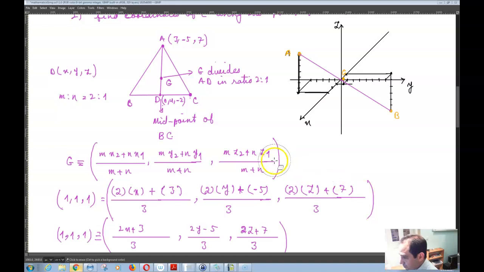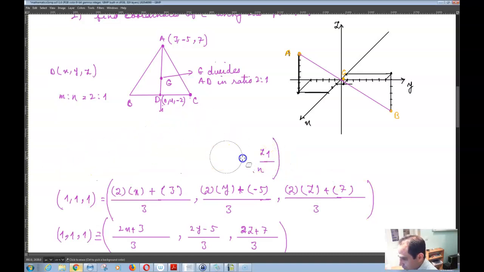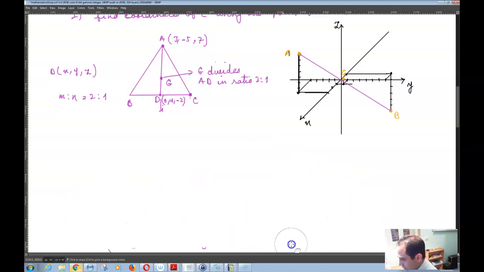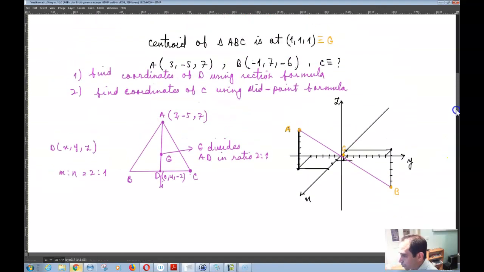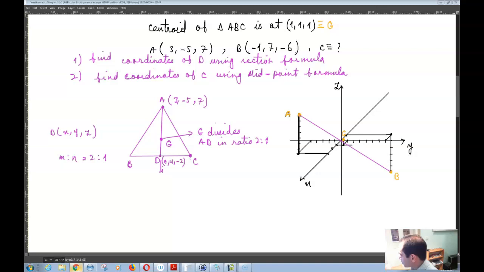Now what I can do over here is step number 2. It seems to me that the solution that we had in the book was much simpler, very much simpler, but let's continue with this. Now, using the midpoint formula, you know that D is the midpoint of B and C. So the coordinates of the point B are -1, 7, -6. And I take the coordinates of this point C as x, y, z.